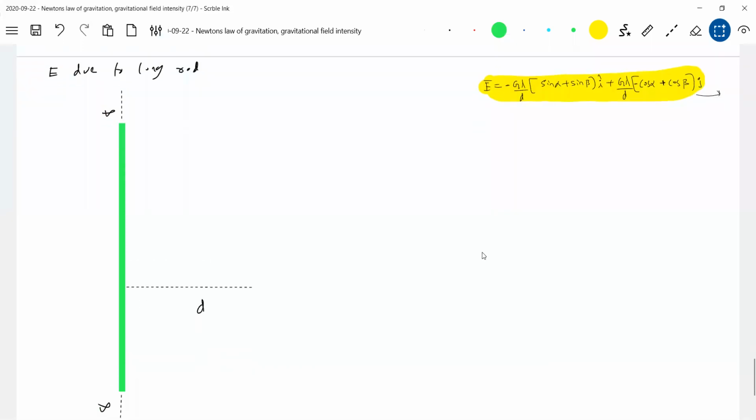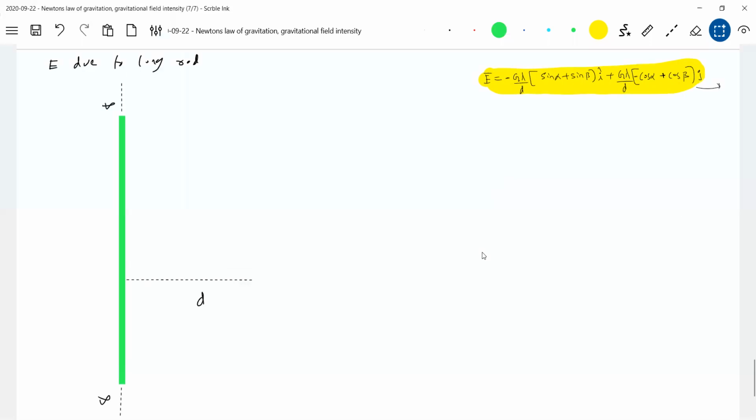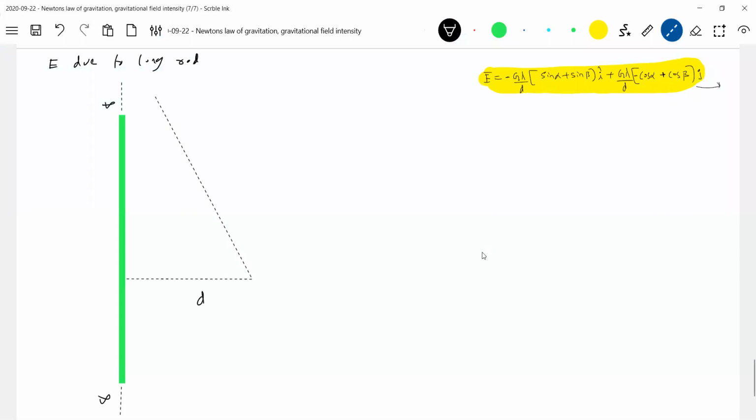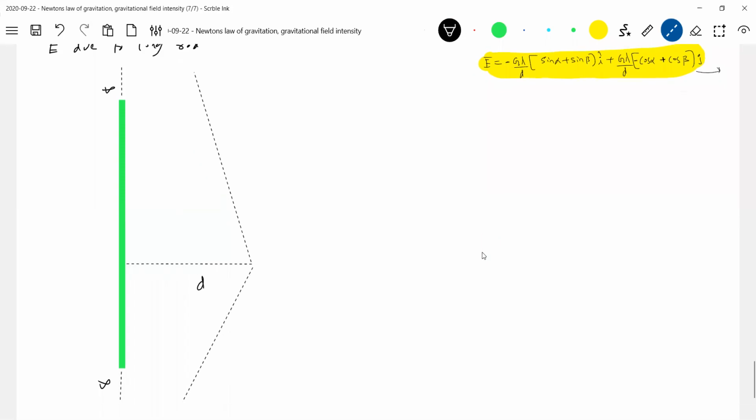Now apply the things. What do you mean by a long rod? Alpha and beta will be infinity. I think here I'm showing it finite, but practically what happens? Alpha and beta will almost tend to infinity here. So it will be like this, because at infinity they should meet, no? So what are alpha and beta? Alpha will be 90, beta will be 90. If alpha and beta are 90, then what is the net field?